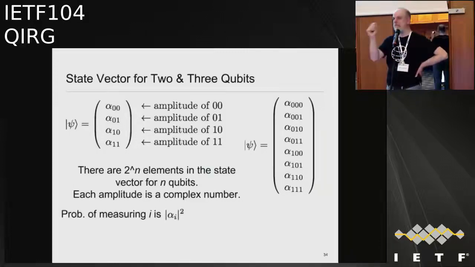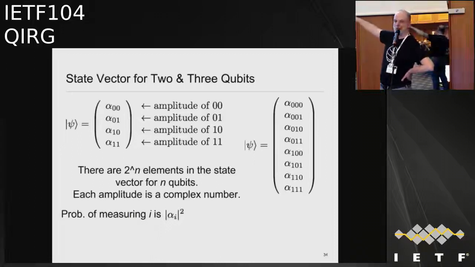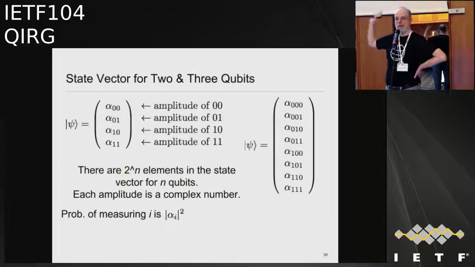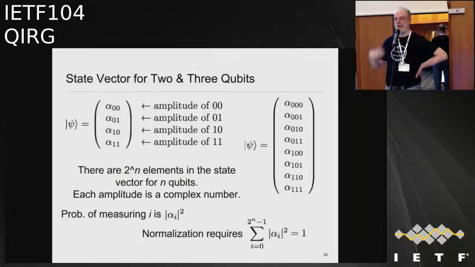The probability of measuring: when you go and look at this system, you collapse the state so that you find it in exactly one of those states, not the superposition of all of them at the same time. The probability of finding each of them is the absolute value of that amplitude squared. And each one of those, like I said, is a complex number. They can even be negative. And normalization requires that all of the probabilities add up to 1.